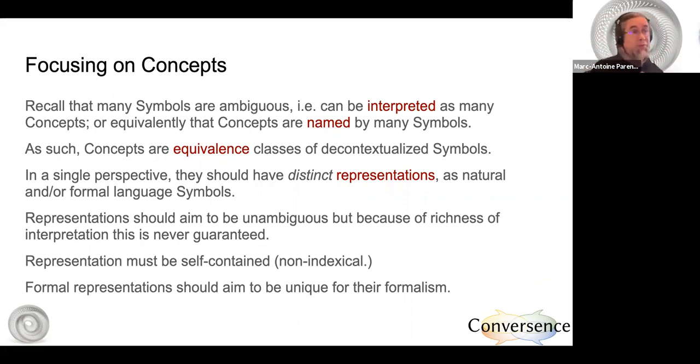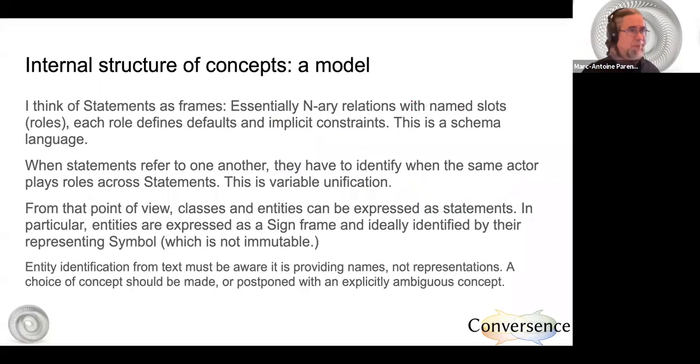The point of doing formal representations is that ideally, when we make a formal representation, it should be unique for its formalism. There should not be a way to have two equivalent formal sentences for a single concept. Of course, that depends on the formalism. It may be true for certain formalisms and not for others, but that's an aim.